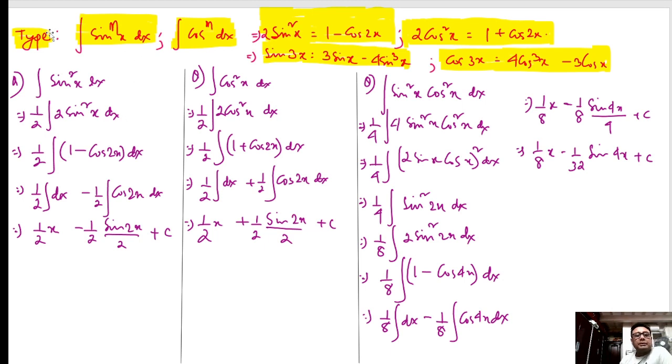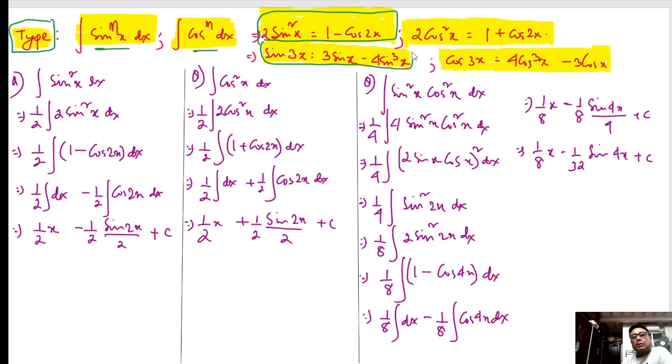See the next type. This is the next type: integration of sine to the power mx, integration of cos to the power mx. So this is the type which we are doing now. Please see these formulas, you have to know them, there is no other option.